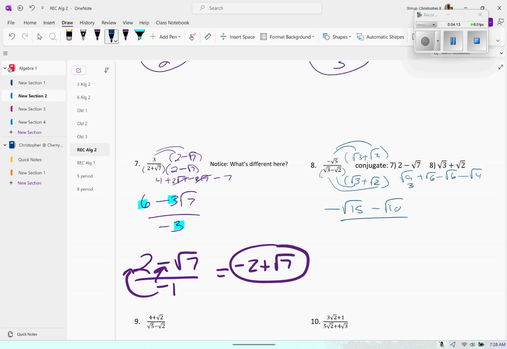So that's 3. That's 2. Those cancel. 3 minus 2 is 1. So this is your answer right here. You can keep it over 1 if you wanted to. So the conjugate of this is going to be 2 plus root 7. The conjugate of this one is root 3 minus root 2.